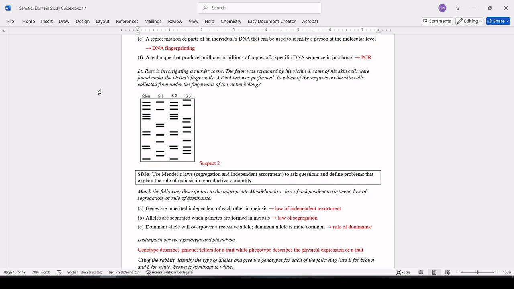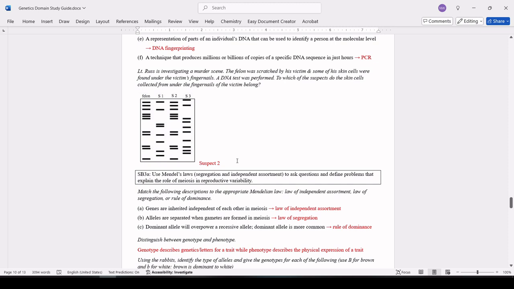A DNA test was performed, so this is a DNA fingerprint. To which of the suspects do the skin cells collected from under the fingernail of the victim belong? So the felon is here on the far left, and then we have suspects 1, 2, and 3. The way you interpret this is the one where the bands match, that's your suspect. So this is one instance of where DNA fingerprints can be used.